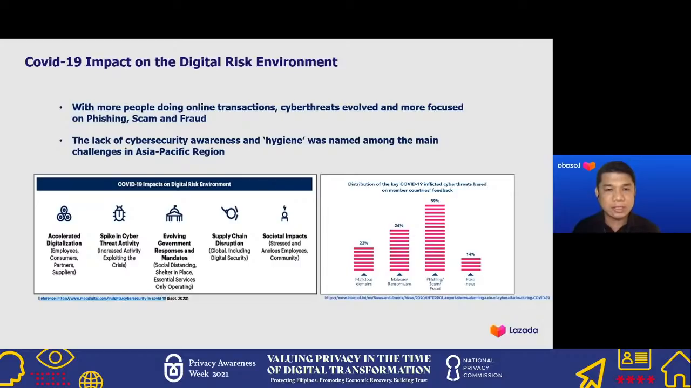So we do have social distancing, among others. What created a major disruption was the supply chain. So globally, this includes even the digital security. In fact, during the first few months of this pandemic, it was difficult. Our logistics arm were heavily impacted by this, but we were able to manage it, and in fact, bounce back from it. And lastly, people become more stressed, and anxiety is one of the key drivers right now for societal impact. And I think we'll see more of this.